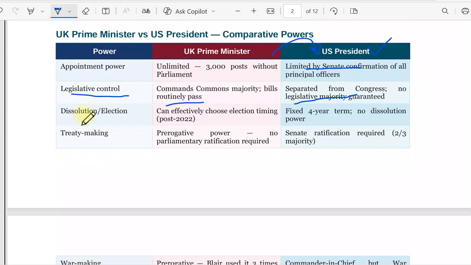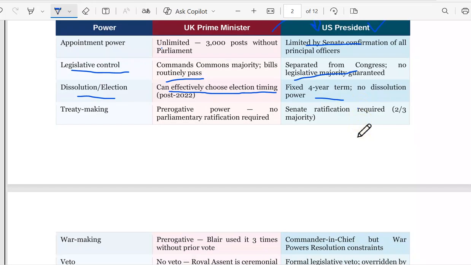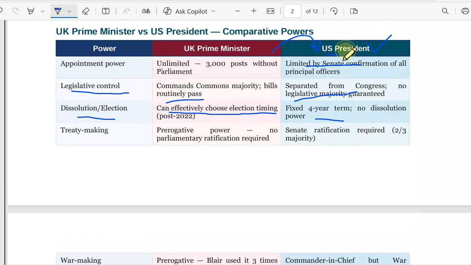Next one is dissolution. The Prime Minister can choose the election timing. At the same time, if the Prime Minister resigns, the government instantly has to hold re-elections. It has a term limit of 4 years. Here there is no limit and no dissolution power. If in any case the US President dies or is not present, then the Vice President becomes President.